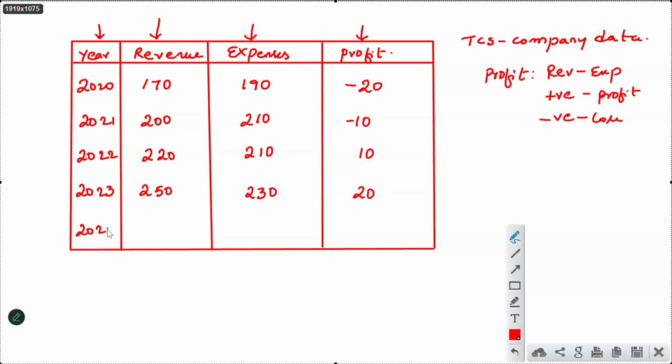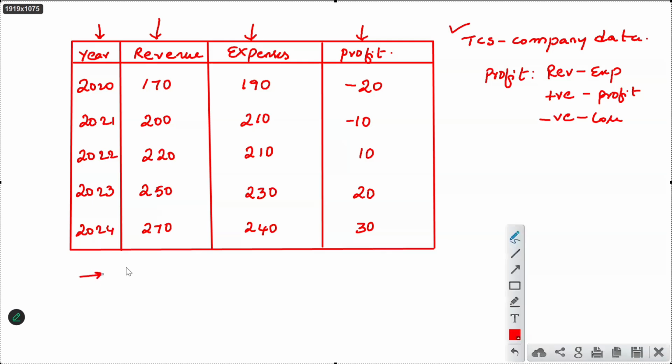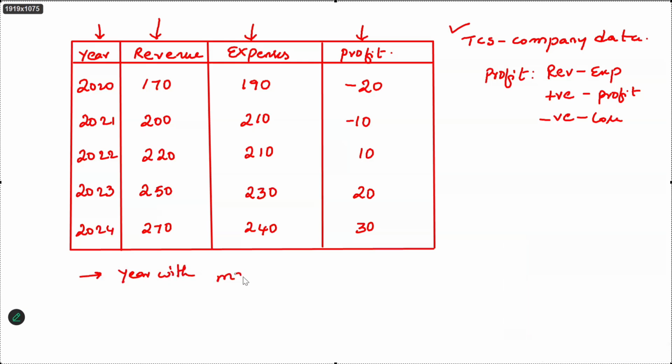Now let us take 2024. Revenue is around 270, expenses are around $240 million, so we have a profit of $30 million. This is the story that is developing: TCS company, revenue, expenses, profit. So what we are doing is analyzing the profit. Can you tell me the year with the maximum profit?